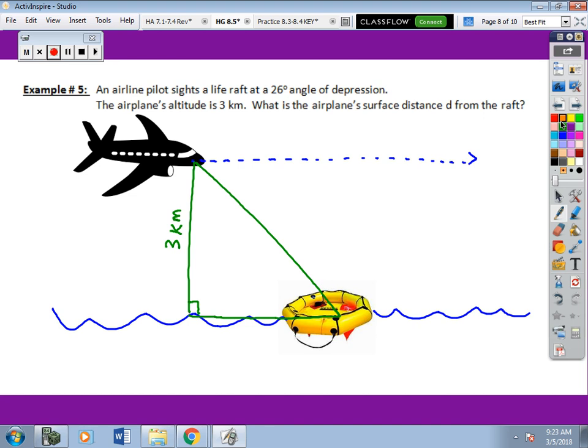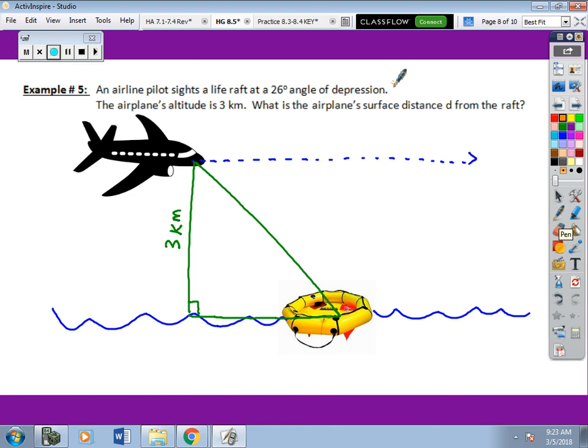Hold up your fingers. I'll say it again. This is 1, this is 2, this is 3. Raise up your fingers, 1, 2, or 3, so I can see what you think. Okay, I'm seeing about 50-50 between 2 and 3. Should be 2.